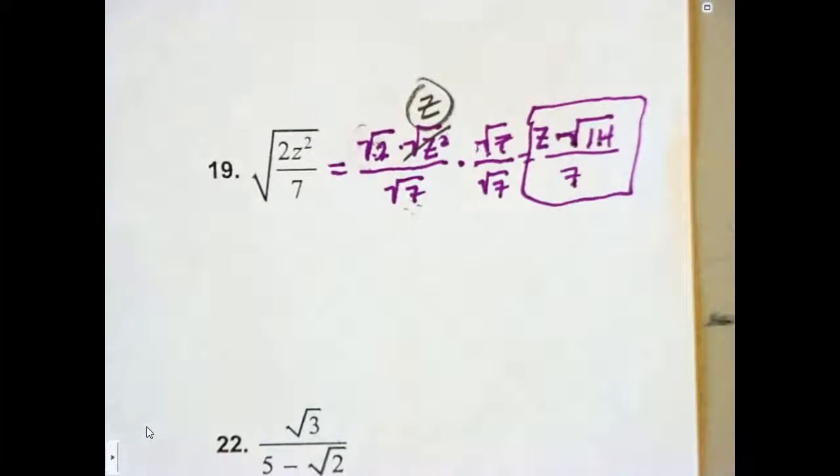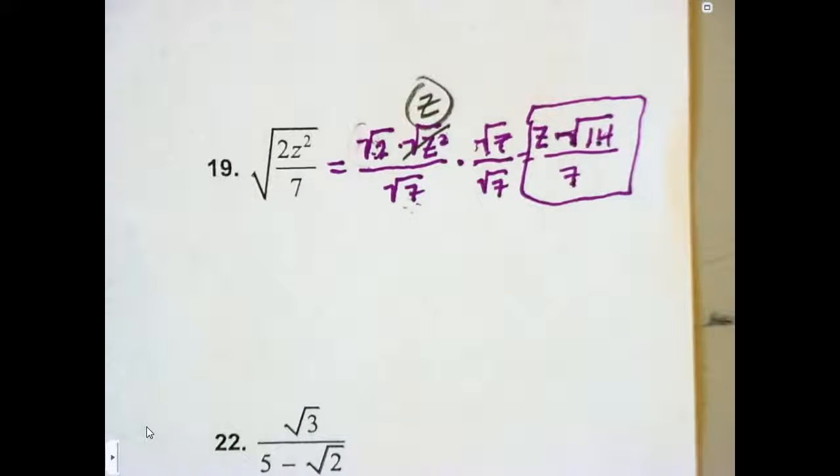Okay. Answers for through 19. Number 14 is root 13. Number 15 is 9 root 5 over 5. 16 is root 6 over 10. 17, 4 root W over W. 18, root 5t over 5t. And then 19, z root 14 over 7.